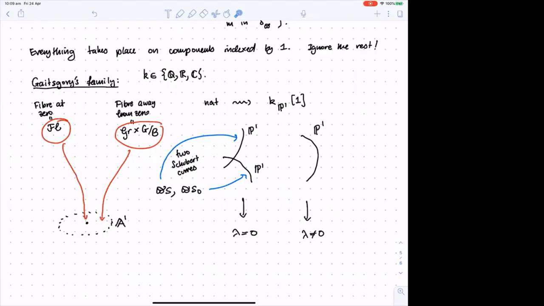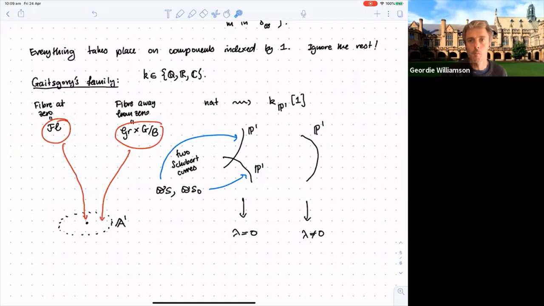So that's roughly what's going on. So let's go to the details.